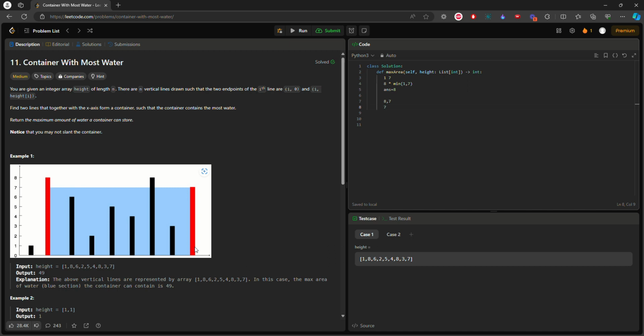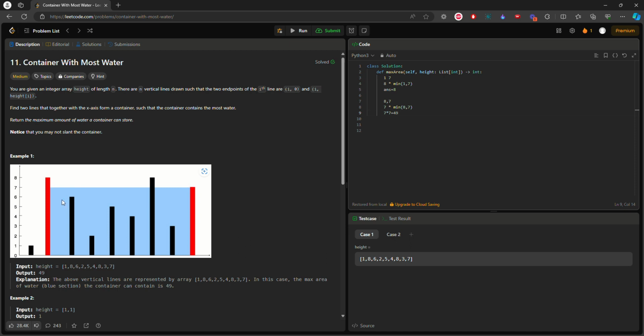So how much water will it hold again? It will be 7 multiplied by the minimum of 8 and 7, and what is the value? 7. It is 7 multiplied by 7, which is 49. And there you go, you have your answer. Because we have the input array, we directly know what the answer is. But yeah, let's continue.